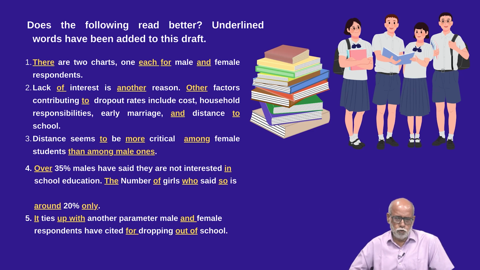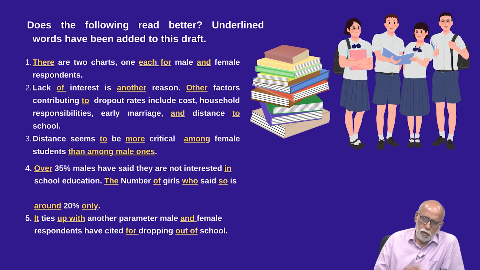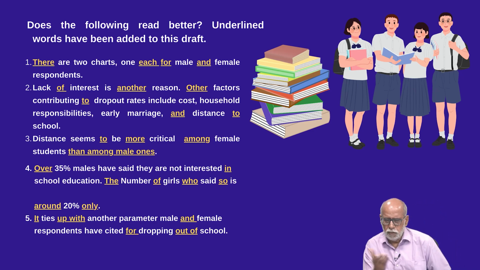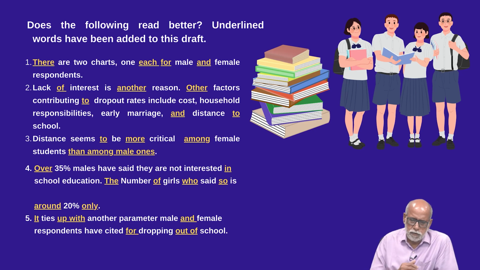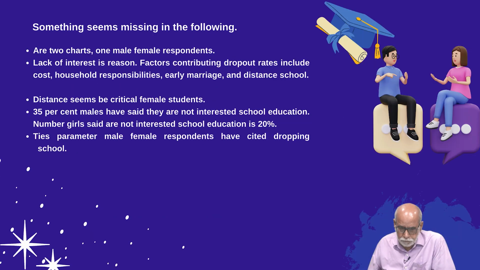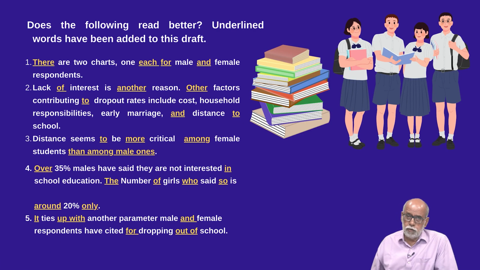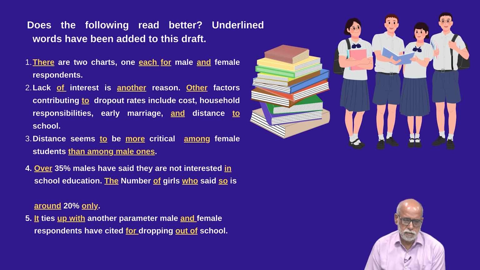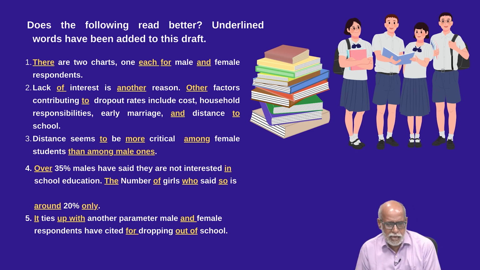To draw your attention, to make it clear for you, we have underlined the added words, okay, so that it is easy for you. So, the first sentence earlier was, are two charts, one male, female respondents, etc. When we have added what was gone, then we see it is there are two charts, one each for male and female respondents. Similarly, between lack and interest, we have added of.